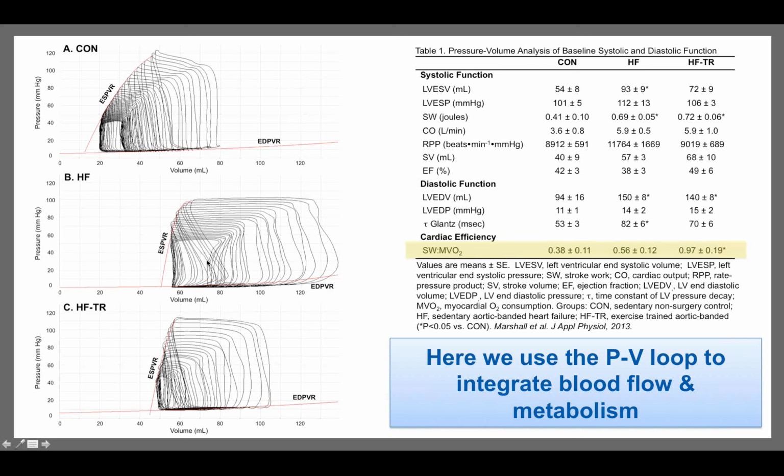And you can see here as I trace one of our biggest, most initial loops, we integrate that area to get stroke work, and then we normalize it to how much oxygen the heart's consuming. And here we can see in our exercise trained animals that even despite the pathological remodeling we're seeing, even in the heart failure group, although it's not significant, with exercise training we're able to increase cardiac efficiency even in the face of a chronic sustained afterload. So again, we're able to integrate the pressure volume loop and some of our oxidative data from the heart.